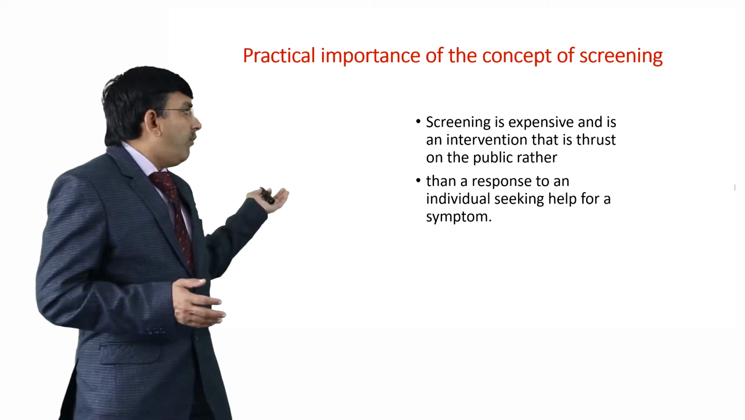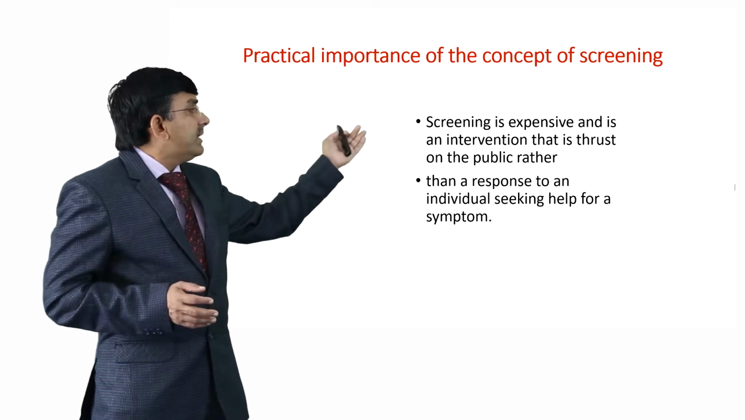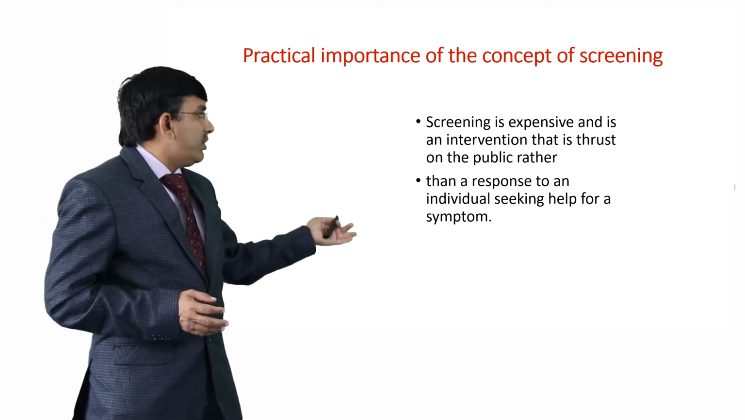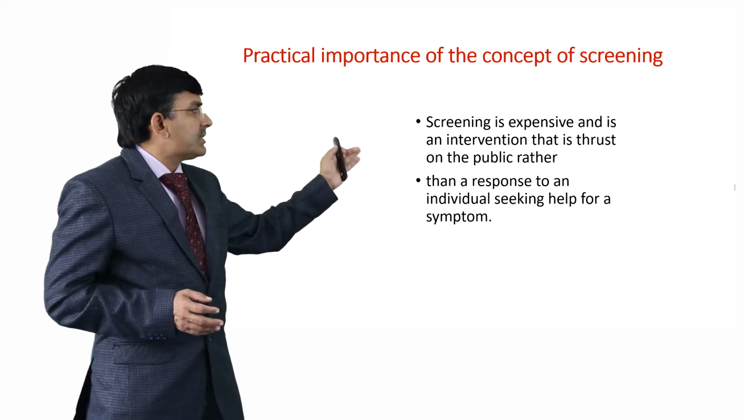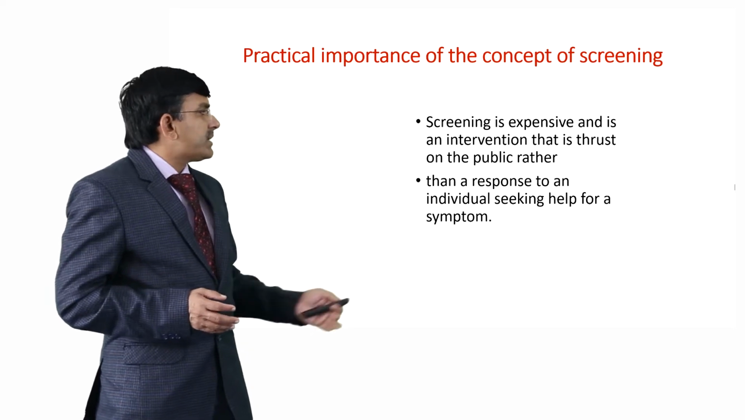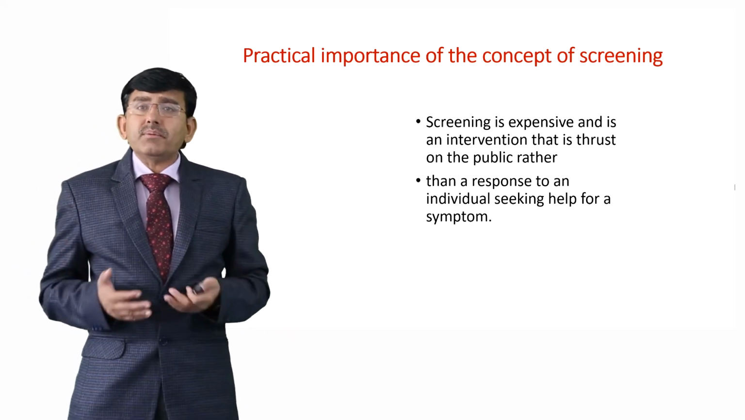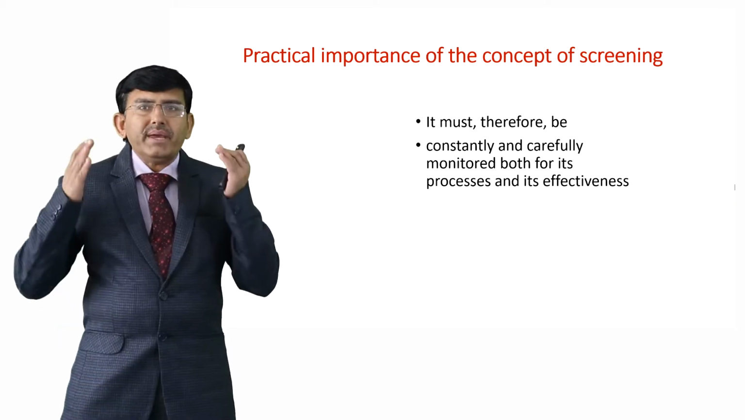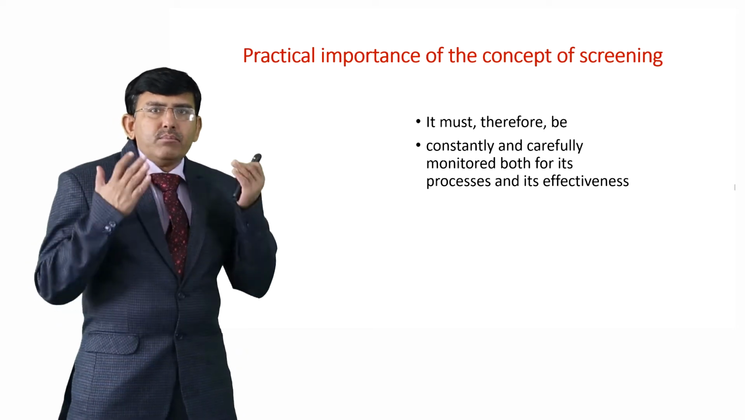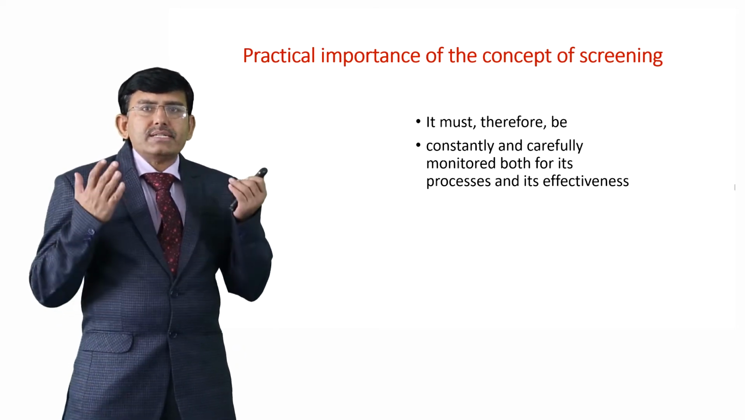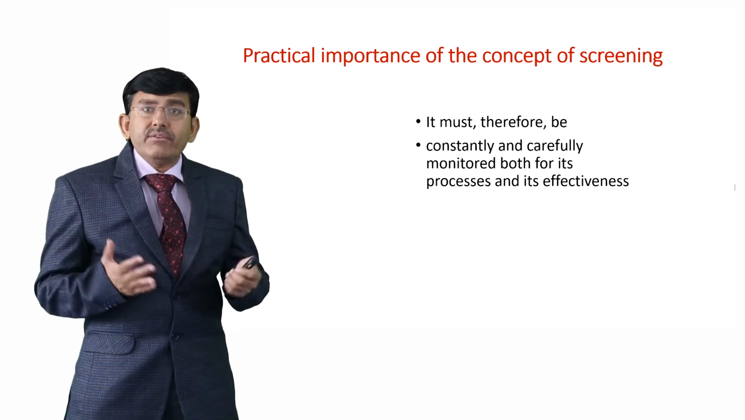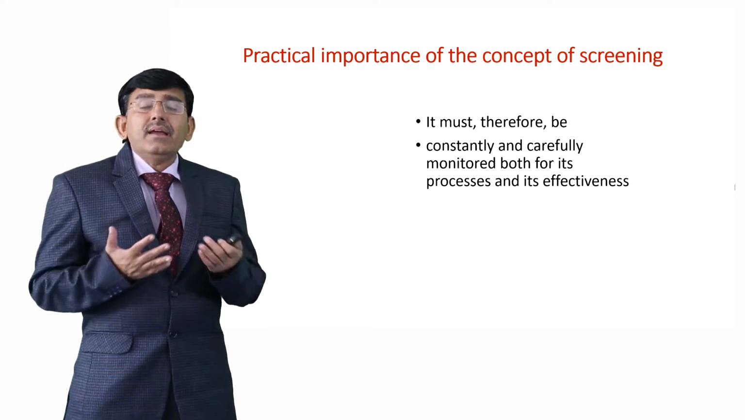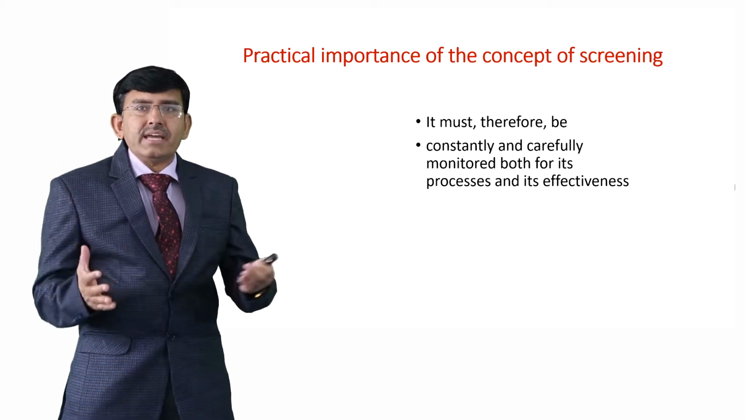This way, we go for planning of mass screening. First, form a schedule of screening with the number of patients per unit period of time, then do the allotment, and finally have the screening. It must therefore be constantly and carefully monitored, both for its process and its effectiveness. In mass screening, it should be properly managed.